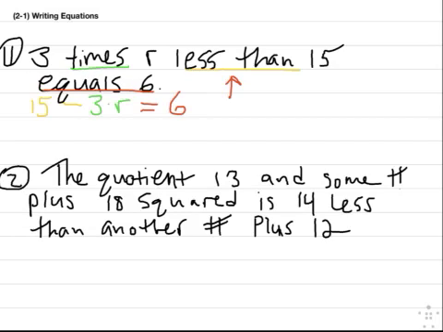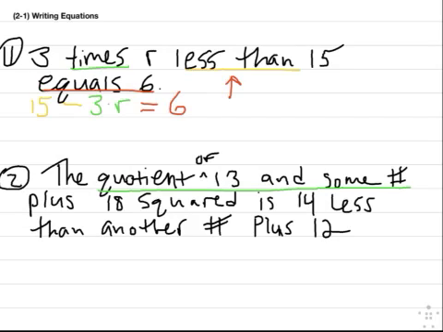All right, for the next one, the quotient 13 and some number plus 18 squared is 14 less than, okay, it starts to get crazy. So let's just break it into one piece at a time. Let's go back to green for multiplication and division. The quotient of 13 and some number. Okay, this probably should be an "of" here, the quotient of 13 and some number.